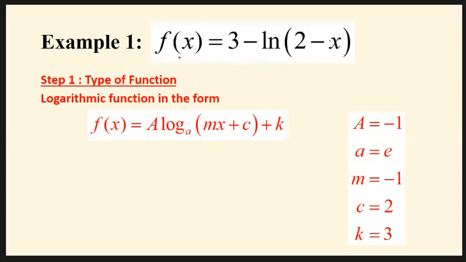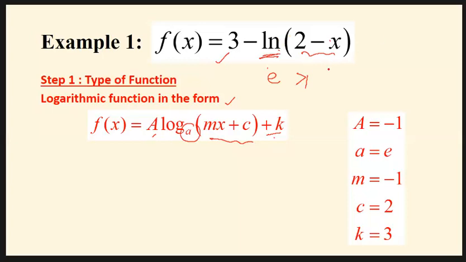Example 1, we have the function f(x) = 3 - ln(2 - x), and according to step 1, this example already fulfills the form that we would like to have for the log function, where first of all, the base number of the log is greater than 1, where this is log to the base e, which is greater than 1. We have the bracket term here come with a linear expression. The rest of the parts doesn't consist of x.